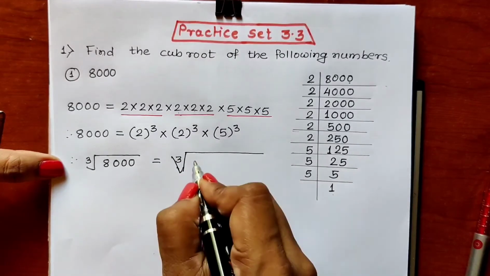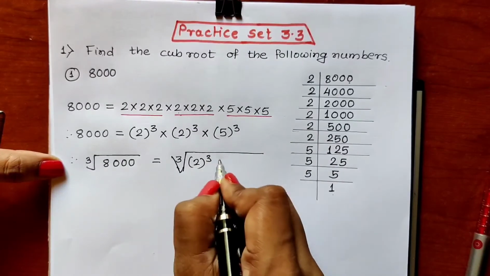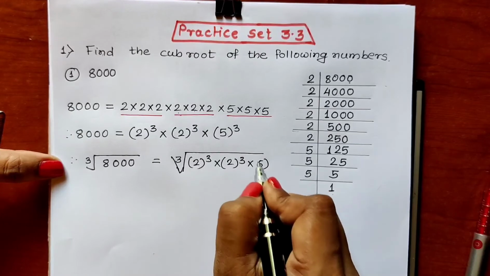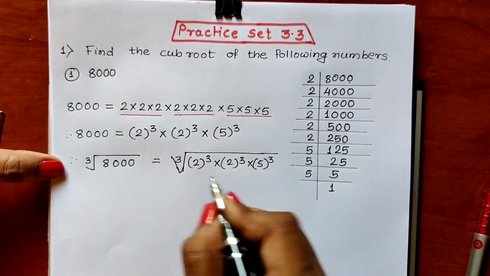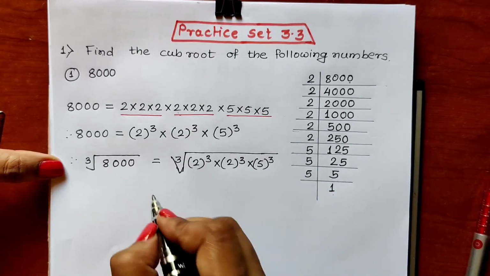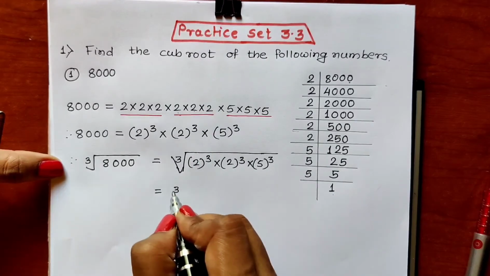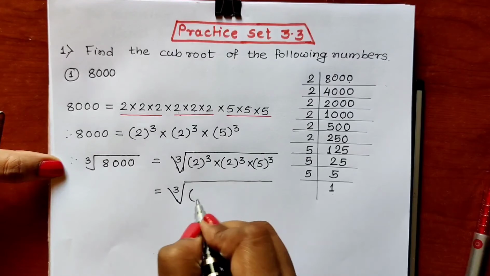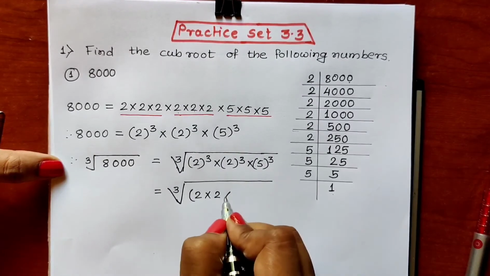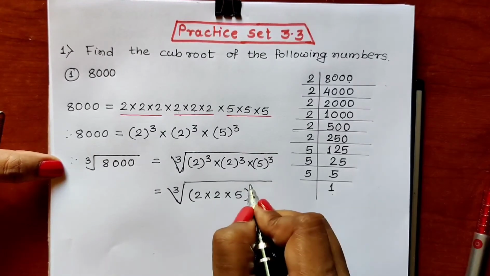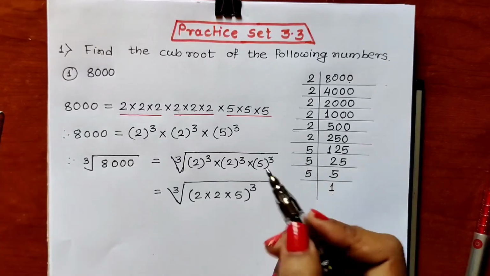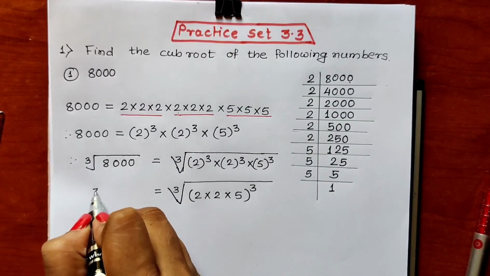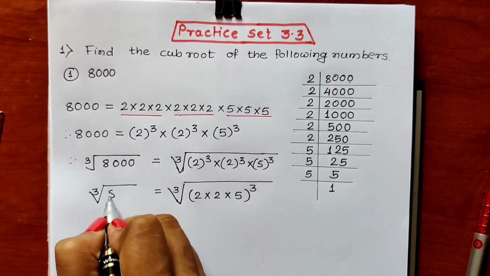Cube root of 2 cube multiply by 2 cube multiply by 5 cube. All these numbers are having cube, so we can write the cube combined: 2 into 2 into 5, bracket cube. Okay, now let us see what should be done next. Here I will be writing cube root of 8000 every time.